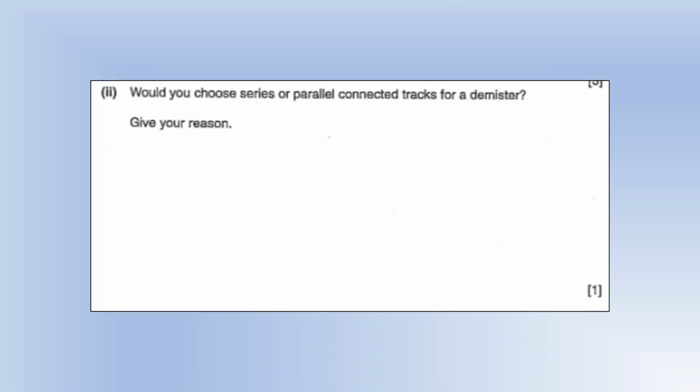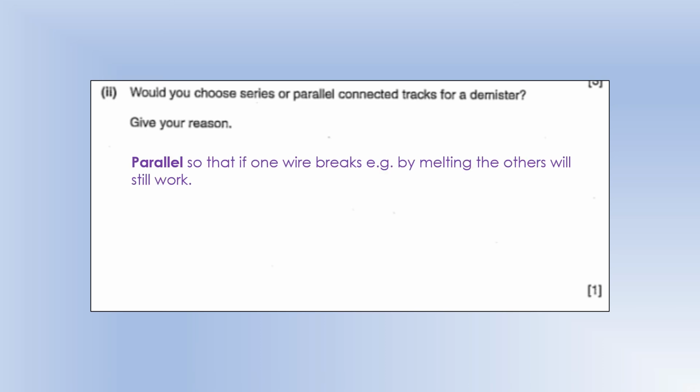Would you choose a series or parallel connected tracks? I choose parallel, and I think there are 2 reasons. One, if one of your wires breaks, that doesn't destroy your whole heater, so you don't end up with a completely fogged up screen. That's fairly useful.